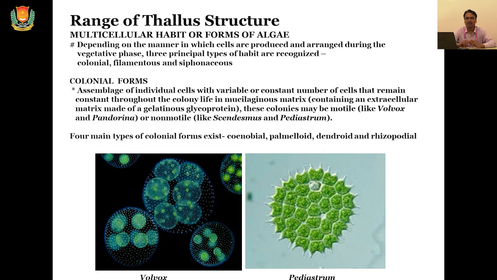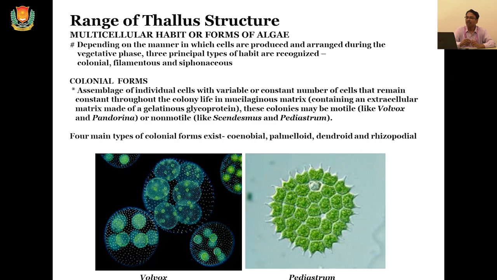So in the colonial forms, cells come together and form a colony-like structure. Colony-like structure means they tend to remain together. So it is an assemblage of independently existing cells, an assemblage of individual cells with a variable or constant number of cells. When the number is constant, it is classified as a different colonial type. When the number is varying, it may be classified as a different type of thallus.